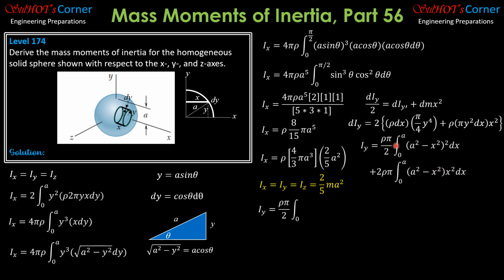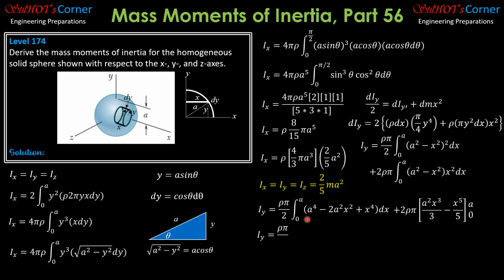So Iy equals rho pi over 2 integral 0 to a of quantity a to the fourth minus 2a squared x squared plus x to the fourth dx. And this is 2 density times pi. We can evaluate the integral of this, times a squared x cubed over 3 minus x to the fifth over 5 from 0 to a. So we can evaluate that. a to the 5 over 3 minus a to the 5 over 5, that's 2 over 15 a to the 5 times 2, so that's 4 over 15 a to the 5, then times density times pi.